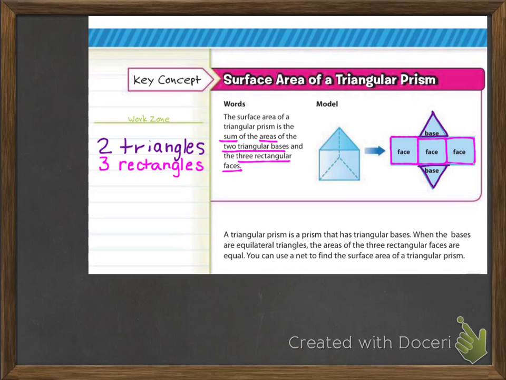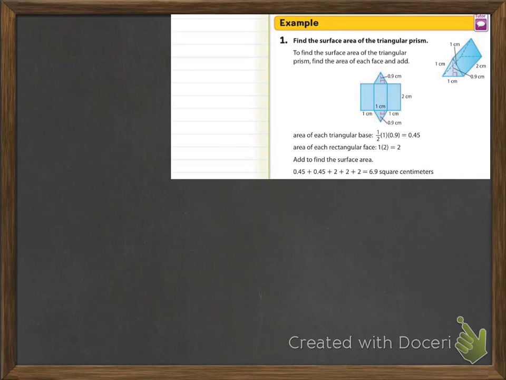Then at the bottom, there's an extra little note here for you. It says a triangular prism is a prism that has triangular bases. Well, we know that. When the bases are equilateral triangles, remember equilateral means that all three sides are the same length, the areas of the three rectangular faces are equal. So if it's an equilateral triangle, then you know that the area for all three is the exact same. It says you can use a net to find the surface area of a triangular prism. So we're going to go ahead and take a look at that now.